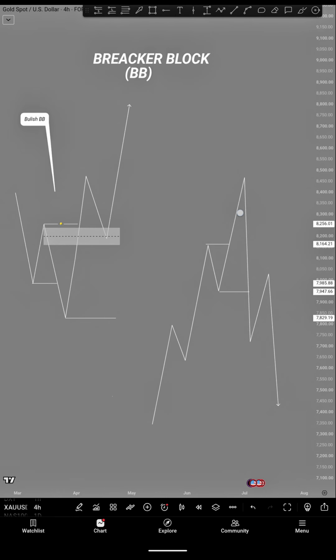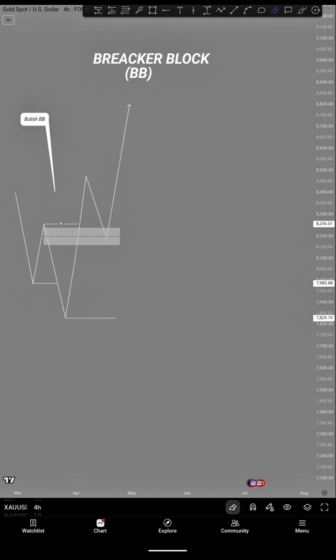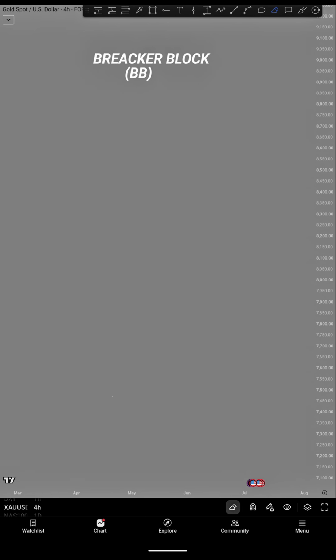So let me do something again. If you want to look for the proper way to look for your breaker block again, I'm just giving you an illustration of how it is formed and how you can identify it in the market. Then let's assume again, like I told you guys, that a valid order block is what turns to a breaker block when price violates it.